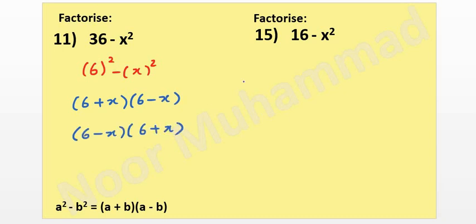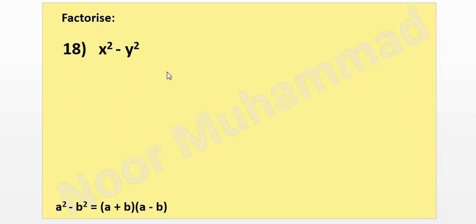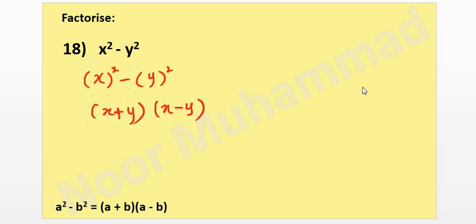Now better pause the video here and solve question number 15 on your own. So here is the answer for question number 15. Like 16 is the square of 4 and x could be replaced by x squared. Then once you will add them and then you will subtract them. Now solve number 18 on your own and then play the video to check your answer.